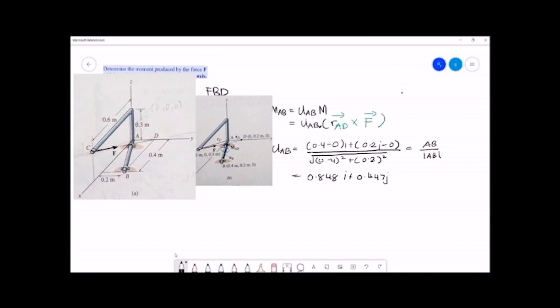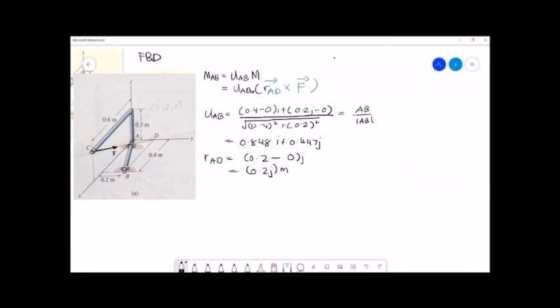In this case, since we choose RAD, the position vector for RAD will be 0.2 minus 0 j, which is equal to 0.2 j meter. In this case, F is equal to negative 600i plus 200j minus 300k Newton.